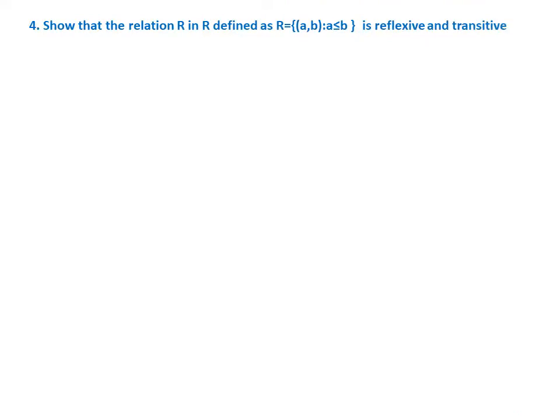Next, show that the relation R in the set of reals defined by (a, b) such that a less than or equal to b is reflexive and transitive but not symmetric. So here, since it is an infinite set, we cannot write it in the roster form. You have to remember this.